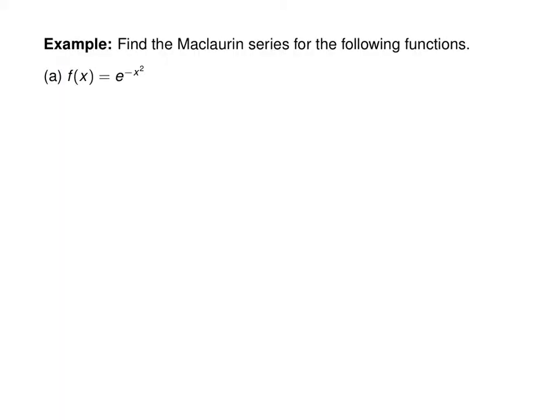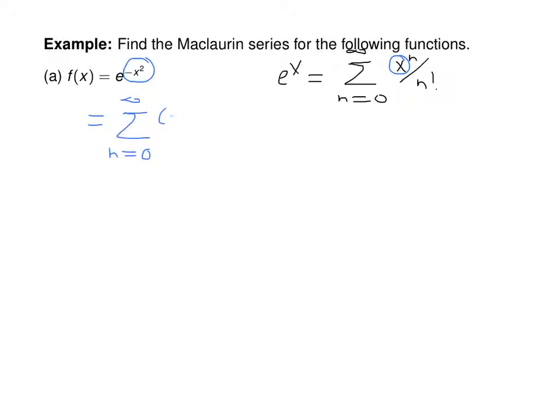Next, let's use those to find Maclaurin series for related functions. So for this one, we're going to use the Maclaurin series for e to the x, which is a sum from 0 to infinity, x to the n over n factorial, and we will input negative x squared for x. So this is equal to the sum from 0 to infinity, (negative x squared) to the n over n factorial. And a slightly more proper way to write that would be to pull out the negative 1 to the n and write it as x to the 2n over n factorial.